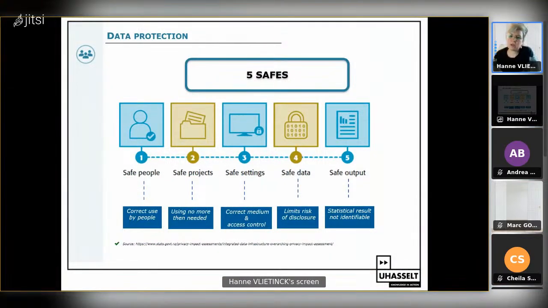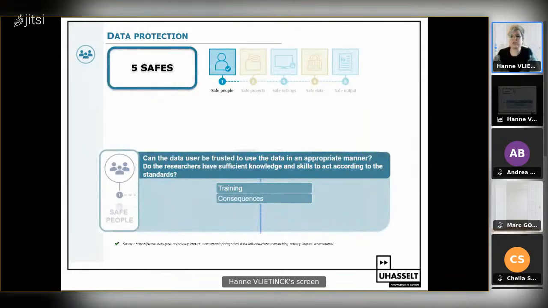It's a well-known fact in data protection theory that there are five safes, and I will explain them element by element. I'm first going to start with safe people. The first question is whether the people can be trusted with this data. Do the researchers maybe need extra training to handle the data in an appropriate manner? And if it's not handled appropriately, there could be consequences.